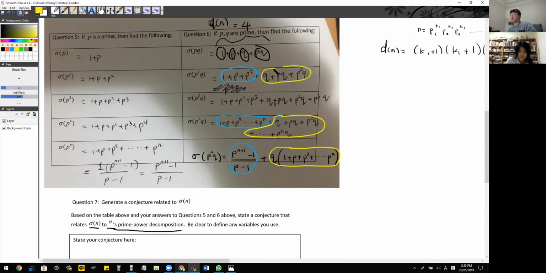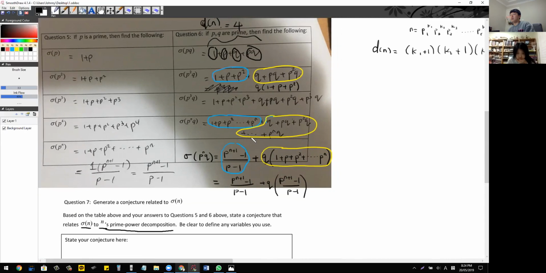But if you factorize the Q, then 1 plus P squared, which is the same as this one. So this is equal to P^(n+1) minus 1 over P minus 1, plus Q times P^(n+1) minus 1 over P minus 1, right? Mm-hmm. So that's the rule for the second one there.